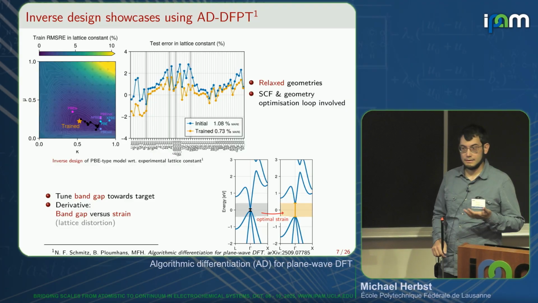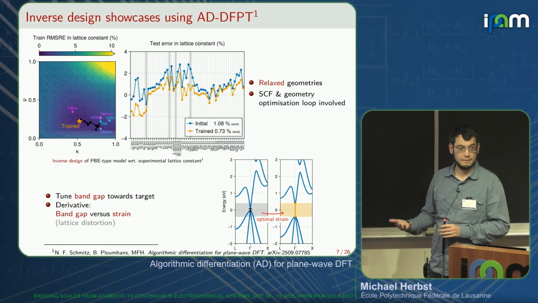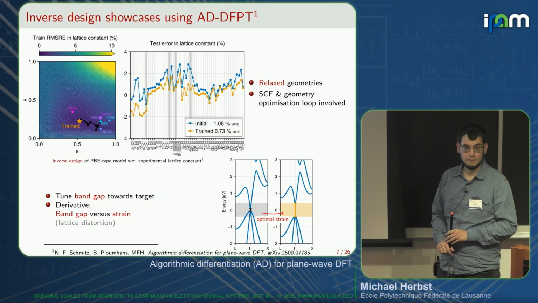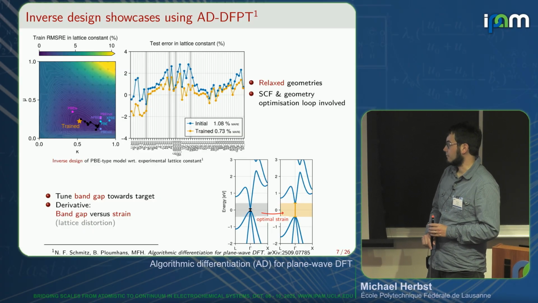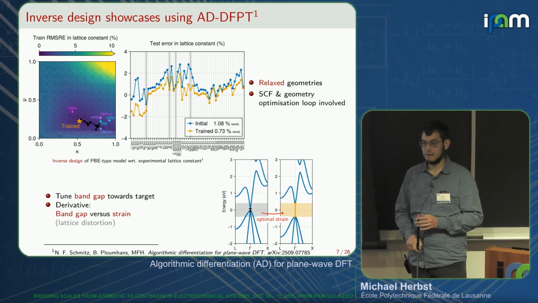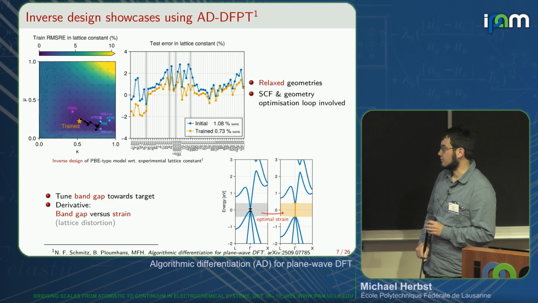And the same thing, this is what I just showed before. This is the idea that if I'm able to apply a strain, I'm able to tune the band gap of a material exactly towards the band gap that I'm interested in. And again, I need derivatives of the band gap with respect to my geometrical parameters to be able to do that.